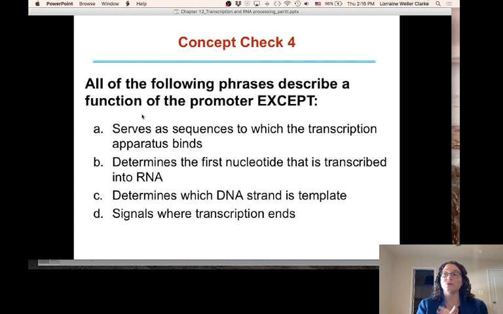All right, so from what you learned before, let's see if you remember. We have the promoter. Think about what describes the function of the promoter and what does not. What does the promoter do, and what does it not do, really? Where is the promoter? What does it do? And what does it tell RNA polymerase?